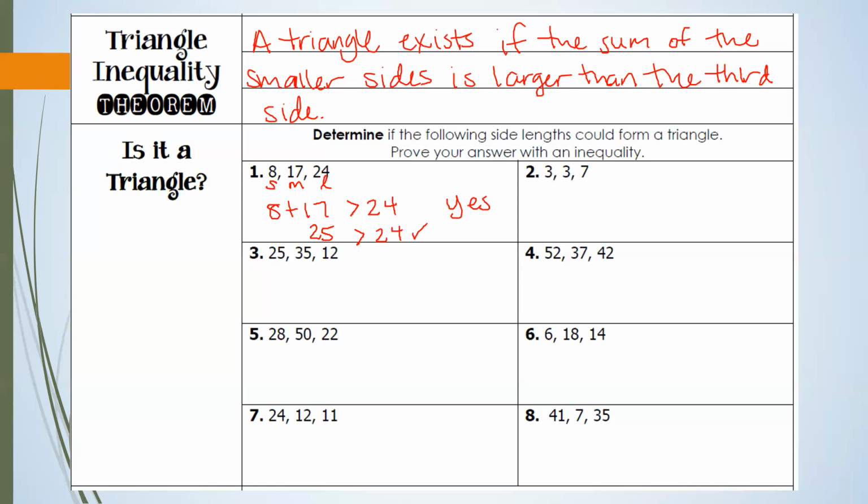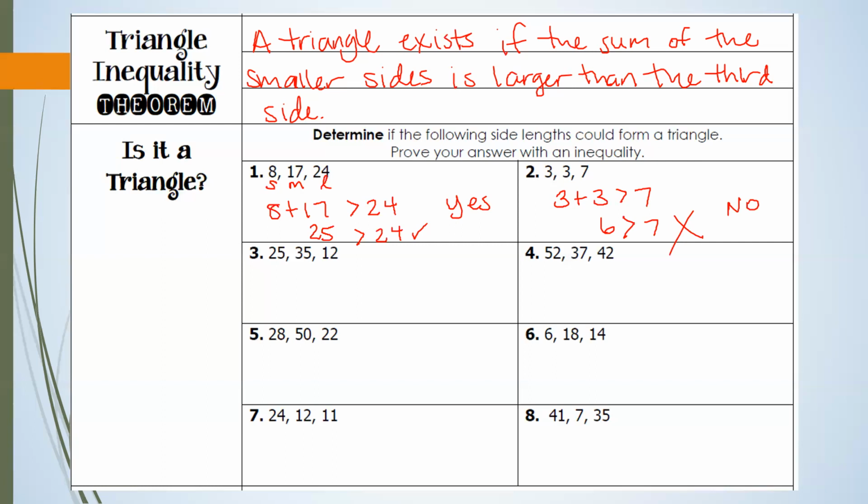In number 2, my small side and my medium side are tied, so it doesn't matter which one's which. But when I add those together, they have to be greater than the large side. But 6 is not greater than 7, so this triangle doesn't exist. I cannot have a triangle that has sides of 3, 3, and 7.